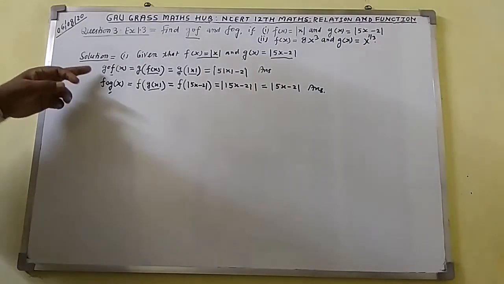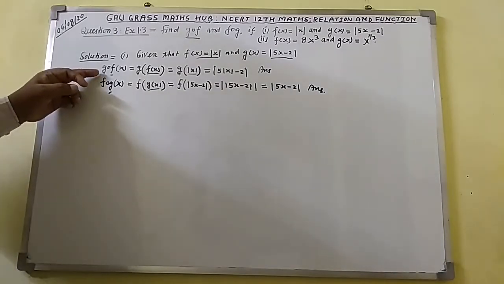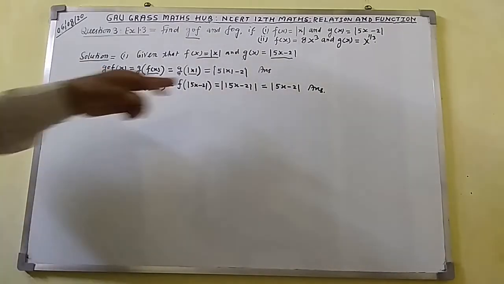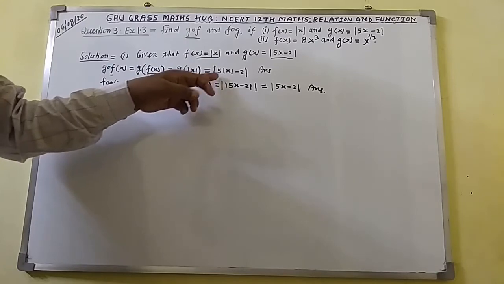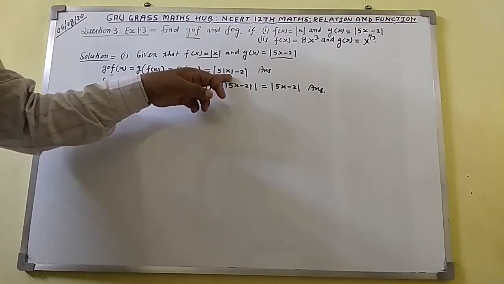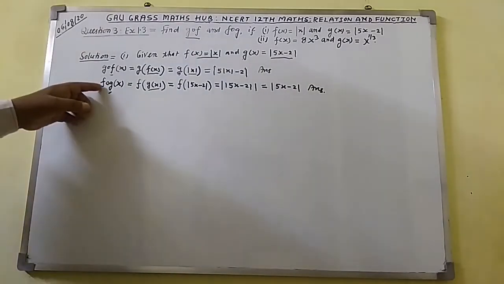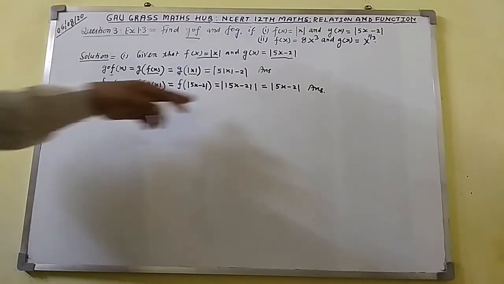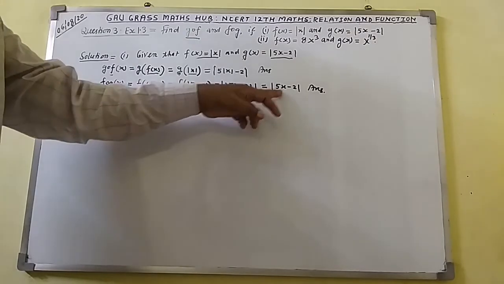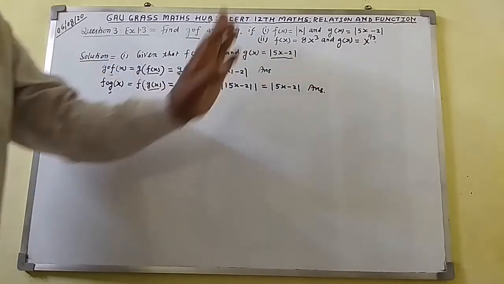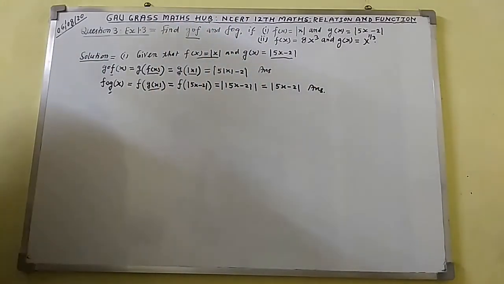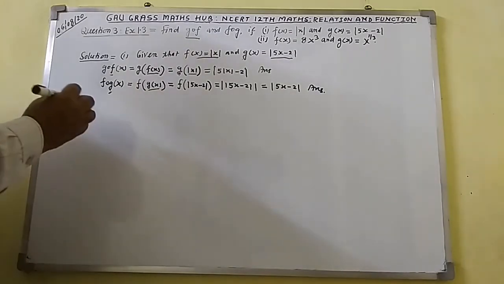So now I have got (g of f)(x) equal to |5|x| - 2|. That will be the correct answer. And (f of g)(x) equal to |5x - 2|. This is the correct answer. Now take question number 2.